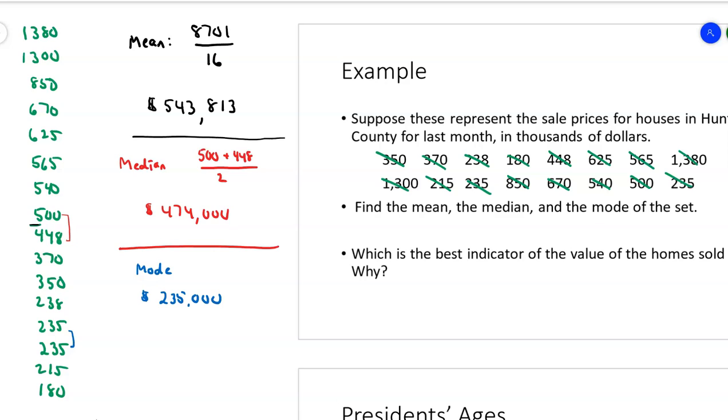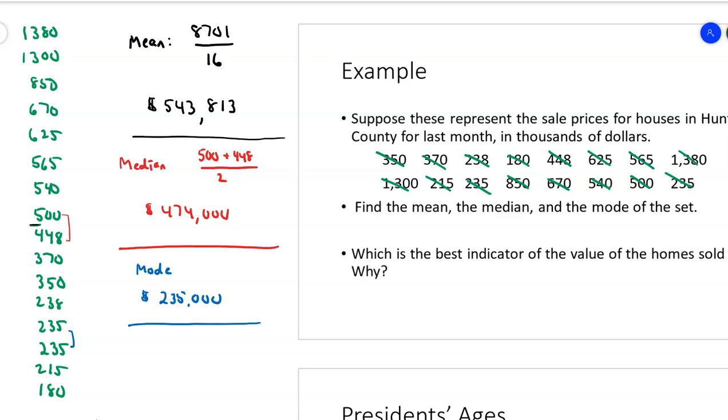Out of these three, which one best represents the data set? Whatever I pick, the answer is not going to be the mode. So if you want to know what kind of houses were for sale or were sold in Hunterdon County last month, the $235,000 was way down the bottom of the list. So that does not represent the typical housing price. The mean or the median is a good indicator.